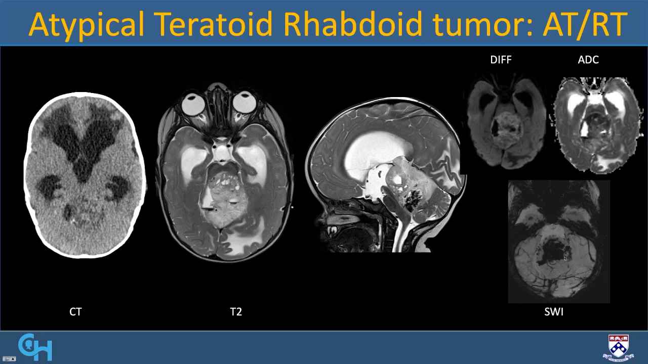Again, notice the extent of the susceptibility on the susceptibility weighted images. And the solid component of the ATRT almost always shows diffusion restriction. So your best clue again is the age of the kid. And when you see something big, bad, ugly with hemorrhage, calcification, diffusion restriction, think of ATRT.